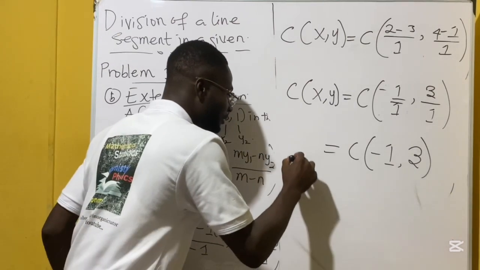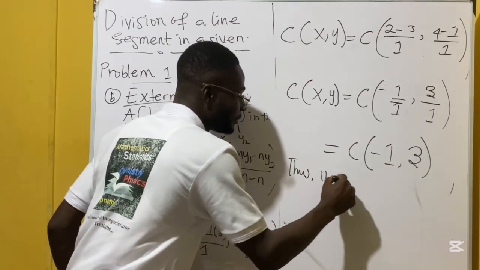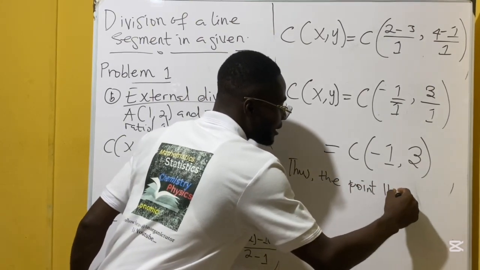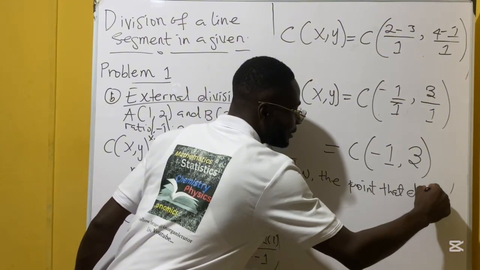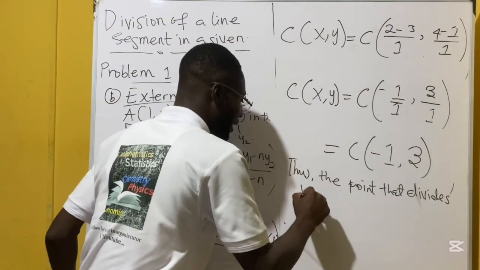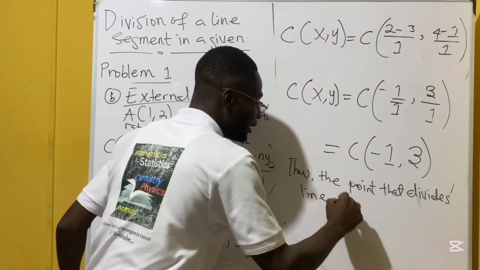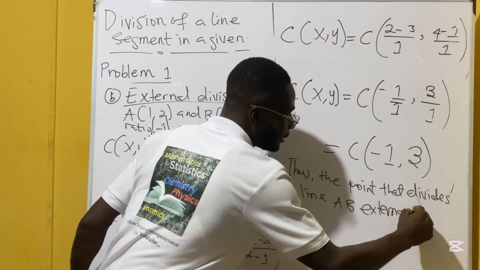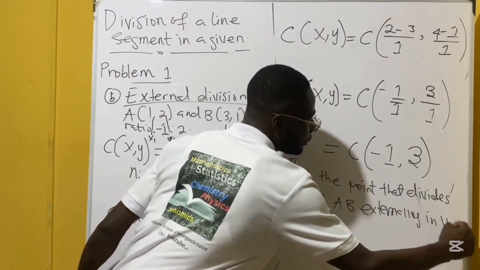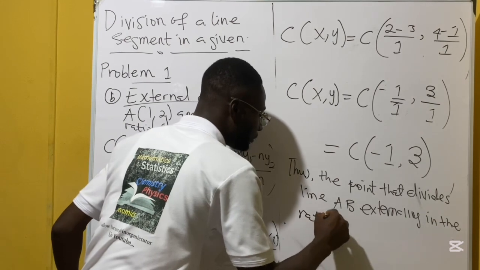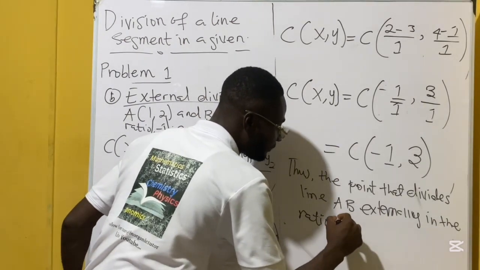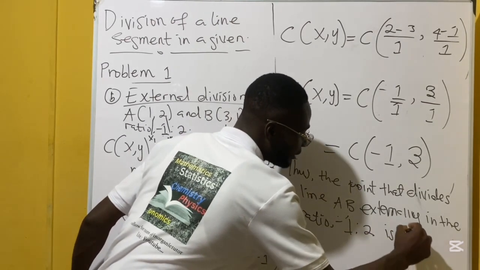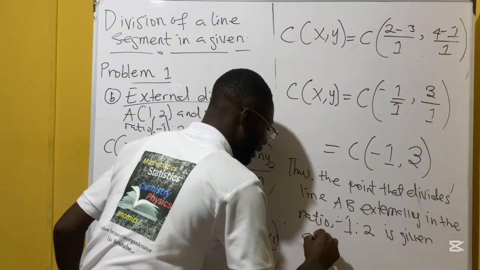So that's the point that divides line AB externally in the ratio negative 1 is to 2 as given above.